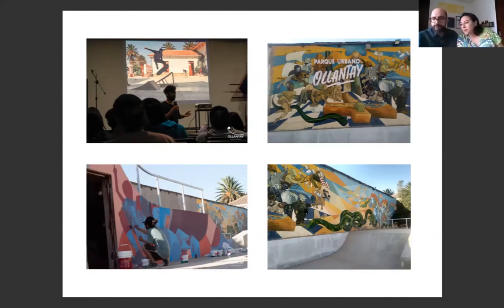Well, let me see the time. Probably we could say here, with these images, that the principal case in this project, the best example to talk about the struggle for the common and the production of common in Martadero, is this urban park that is called Ollantay.